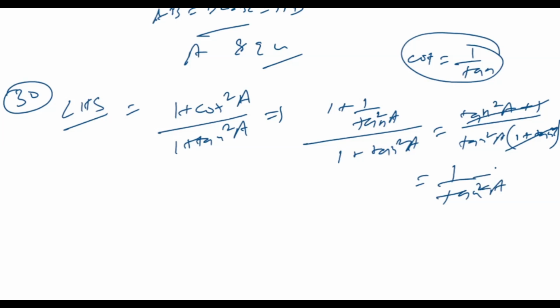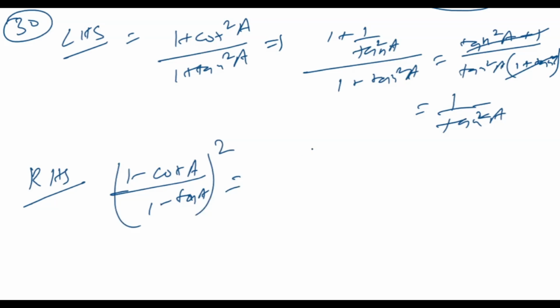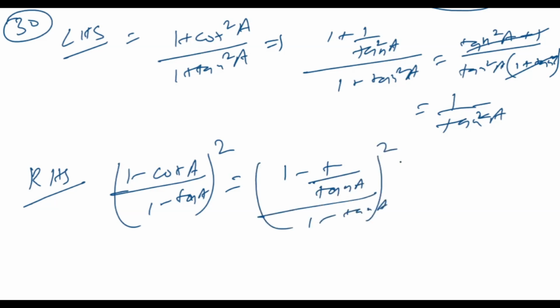Okay, this is our LHS. Now solve RHS. RHS is (1 minus cot A divided by 1 minus tan A) whole square. If we solve this, again, we can solve it easily. How? Here convert them in tan. (1 minus 1 by tan A divided by 1 minus tan A) whole square.